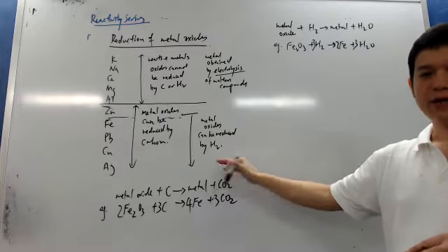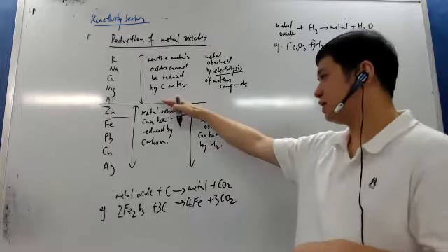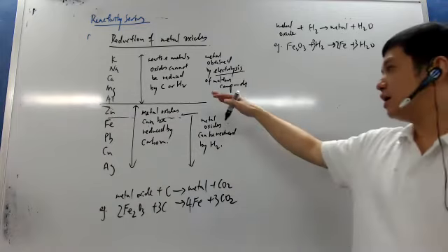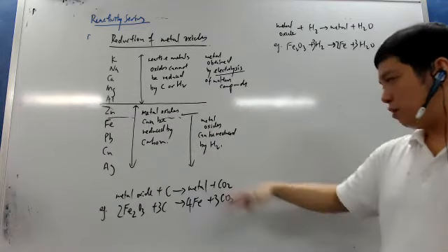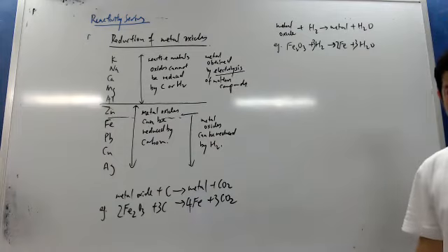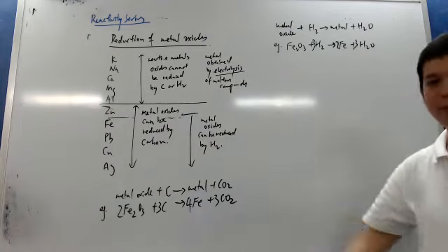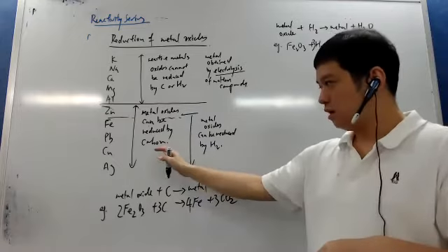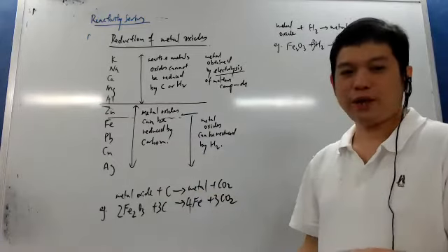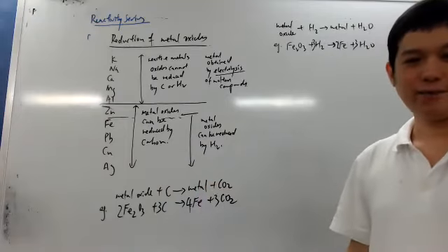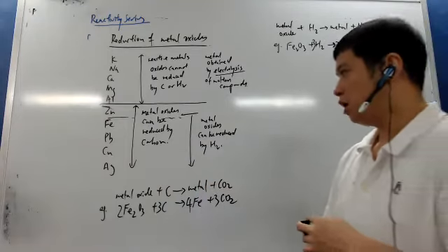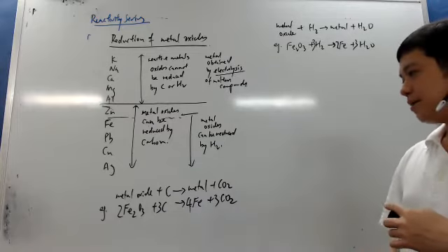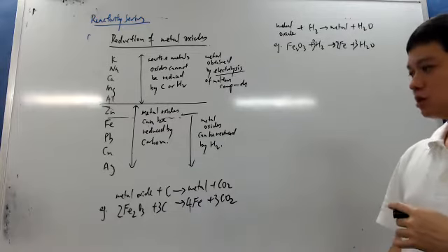So you have to take note: zinc and below in the reactivity series, the oxide can be reduced by carbon. Below zinc, iron and below, then the oxide can be reduced by hydrogen. That means it can be both hydrogen or carbon. But industrially, technically we use carbon because carbon is cheaper and easier to obtain compared to hydrogen. Because for hydrogen you have to use cracking and all those processes.